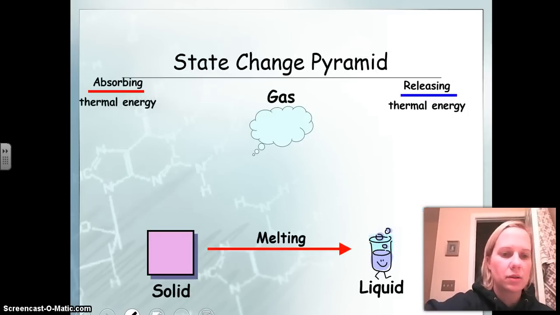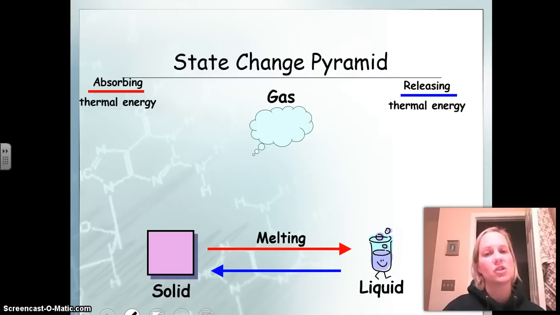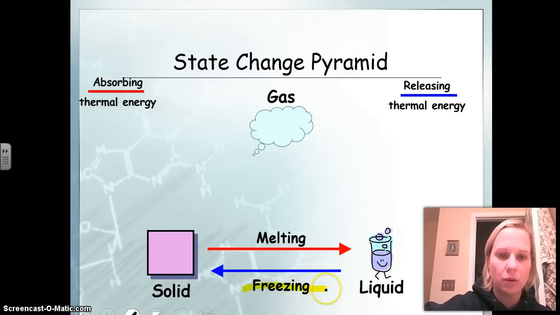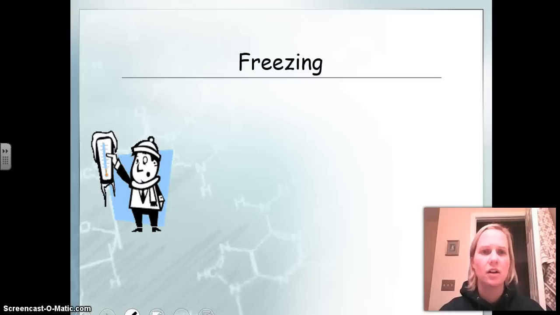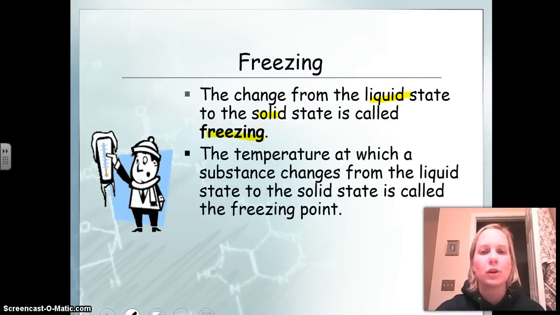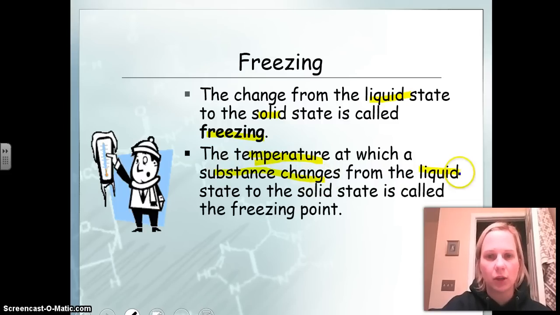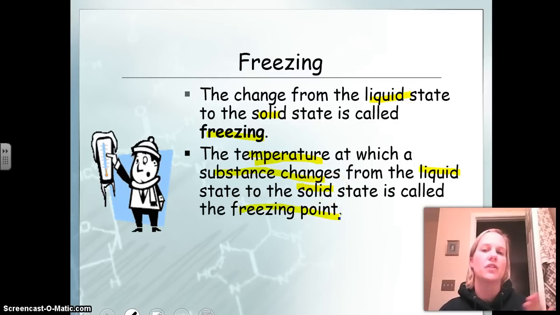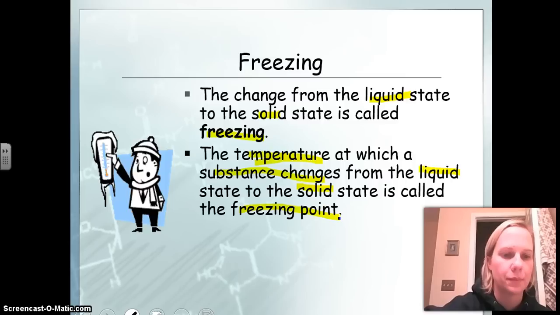All right, so we went solid to liquid. Now let's go liquid to solid. That's freezing. We want to make sure we know that, freezing. In freezing, you're changing from a liquid to a solid. That's when we freeze something. The freezing point is the temperature at which a substance changes from a liquid to a solid. That's what you'd have to define freezing point as, okay?